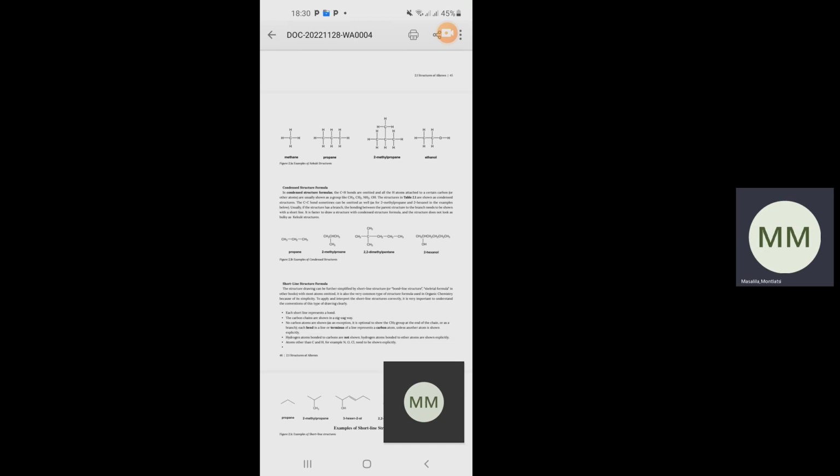2,2-dimethyl pentane. You see that there are 2 CH3 surrounding the second carbon from the left. So you write CH3 in a bracket 2. That's that.